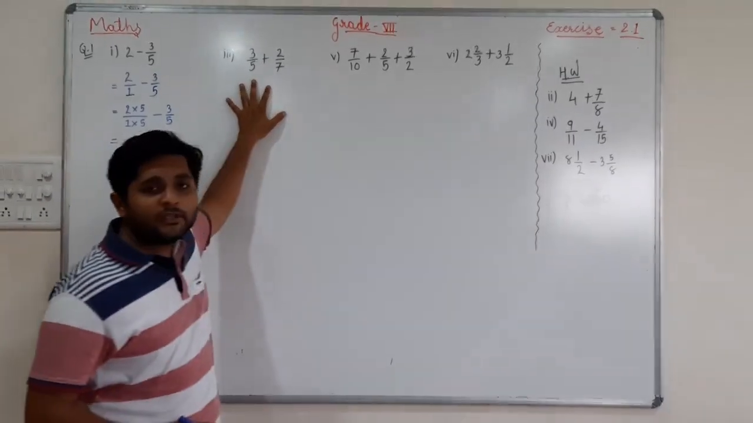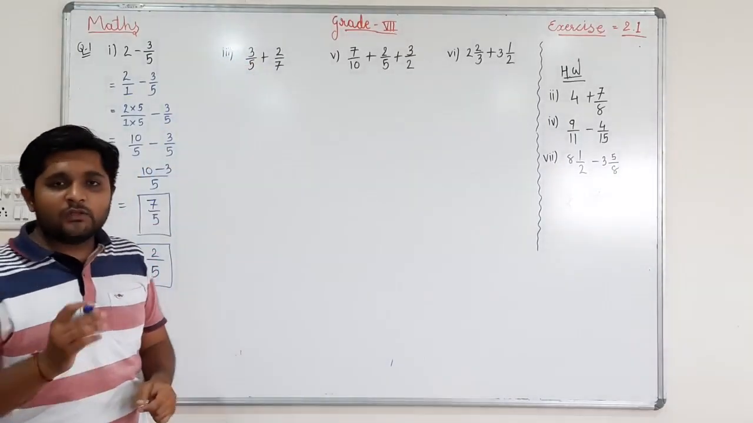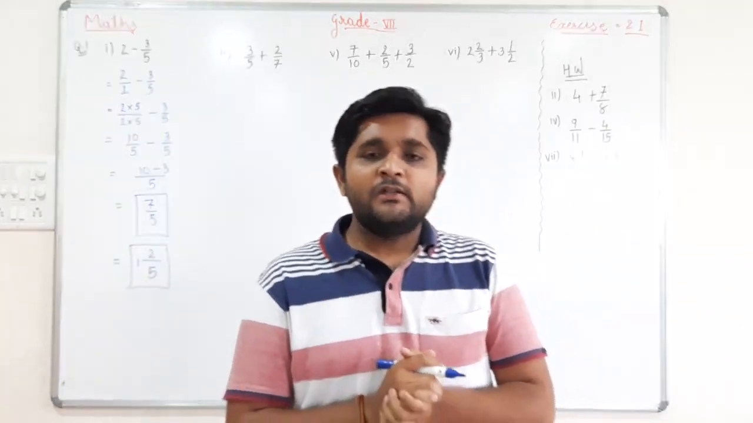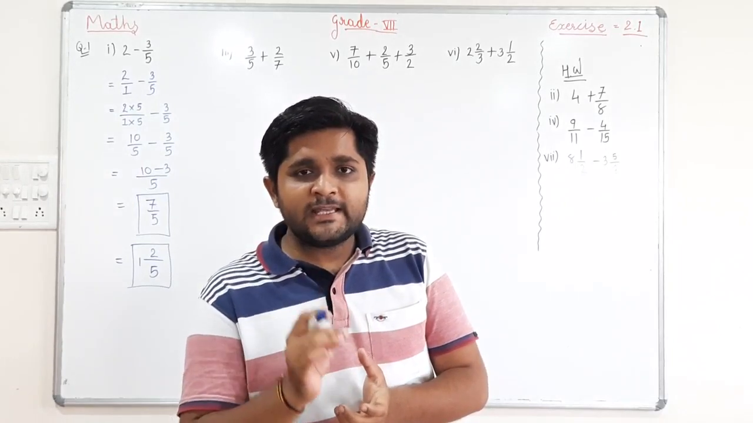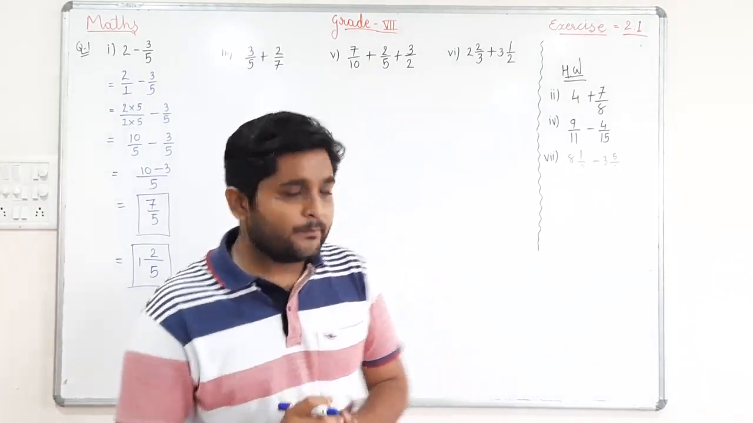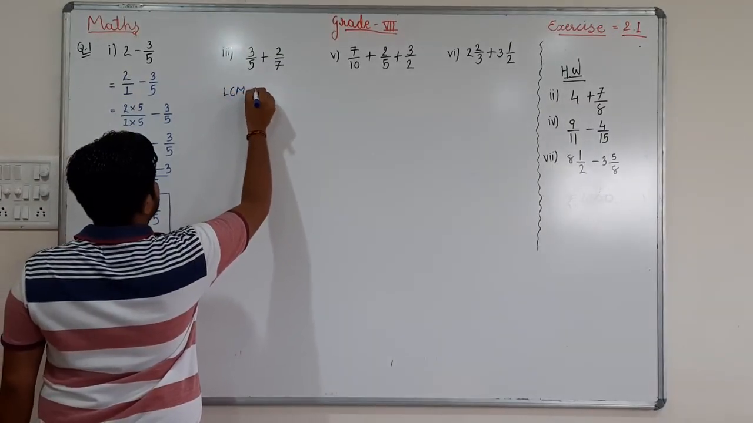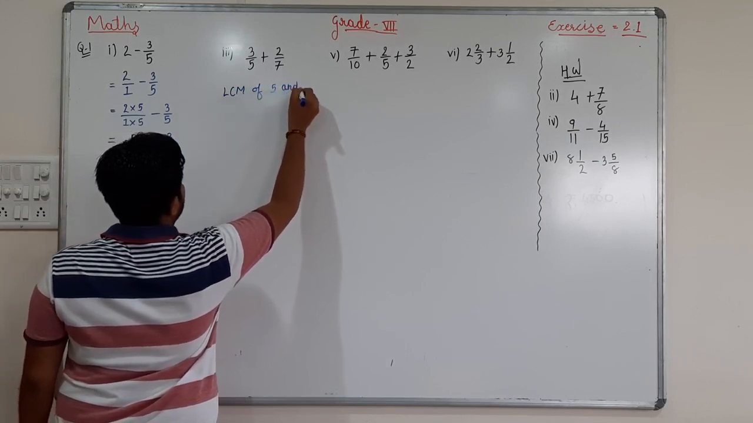Now question number 3, 3 upon 5 plus 2 upon 7. Both the denominators are given over here. So what we have to do to make the denominators the same is find the LCM of both the denominators. Okay, so let me find the LCM of 5 and 7.